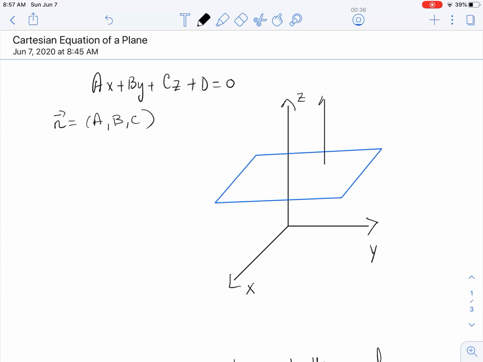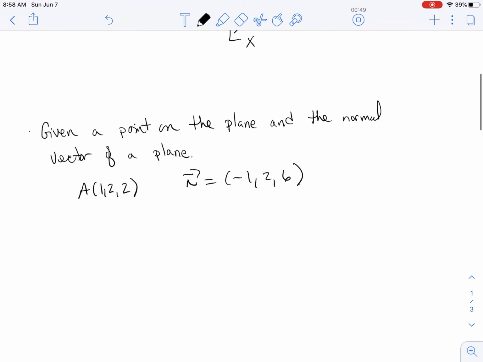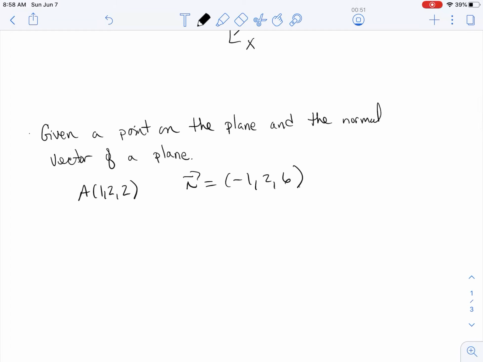and that normal vector and all the parallel vectors to that normal vector are going to be perpendicular to the plane. So we're going to look at some situations on how to come up with and generate this Cartesian equation of a plane now. First one, if you are given the point on the plane and the normal vector of the plane. So you've already been given the normal vector.